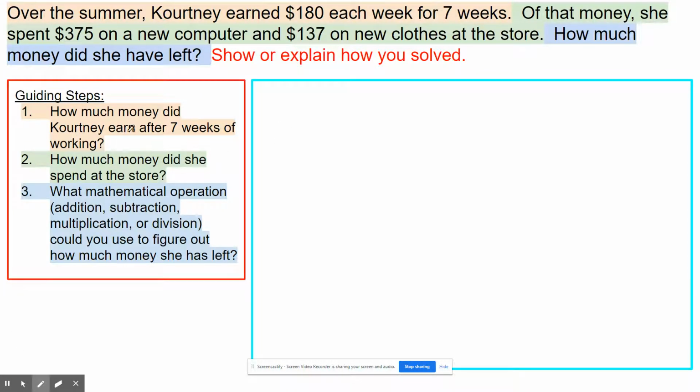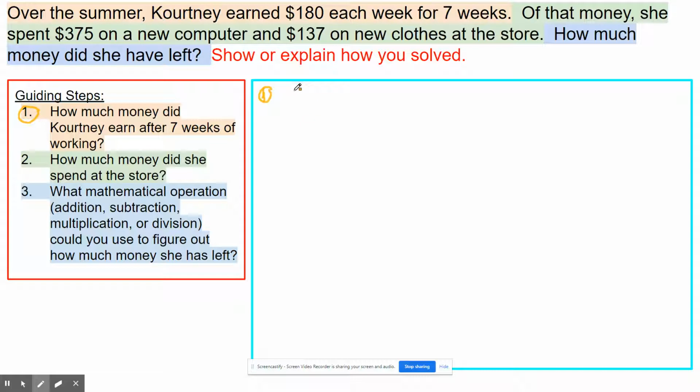All right, so as my guiding steps say, the first guiding step says, how much money did Courtney earn after 7 weeks of working? Right, so this is the first step. The first thing we really need to figure out. We could take a different approach, and if you did take a different approach to the first step, that is fine, as long as you wind up with the same answer as me, right? But the step that I'm taking. All right, so for the first step, we need to figure out exactly how much money Courtney earned over the summer, after these 7 weeks of working.